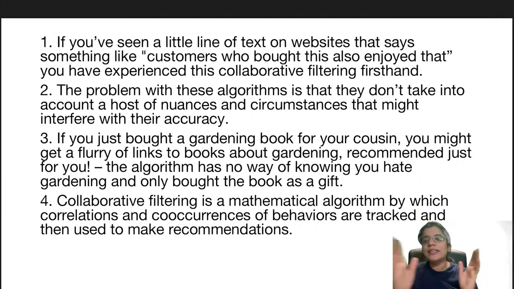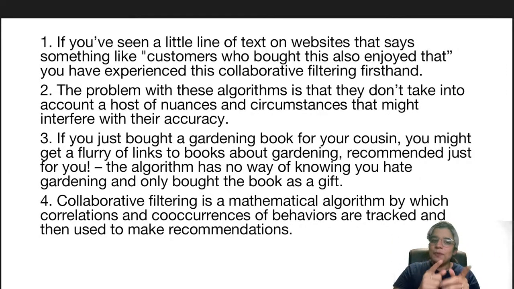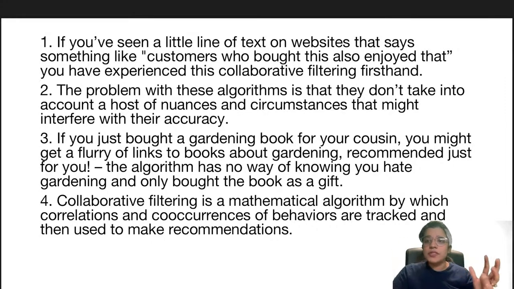वो तो सिर्फ पैटर्न देख के सजेशंस देने लगते हैं. जैसे आपको थर्ड ऑप्शन में भी एग्जाम्पल दिया है that if you just bought a gardening book for your cousin, you might get a flurry of links to books about gardening recommended just for you. But the algorithm has no way of knowing that you hate gardening and only bought the book as a gift.